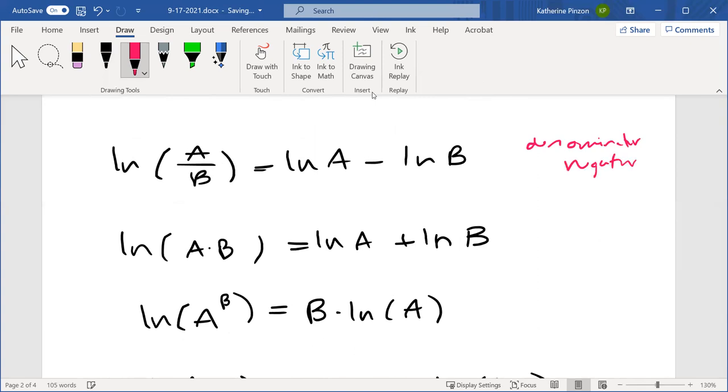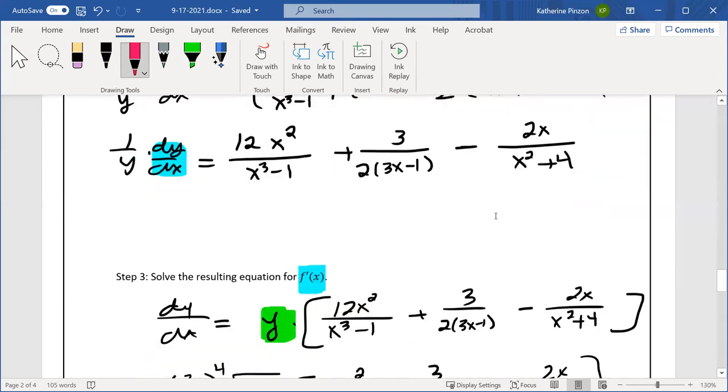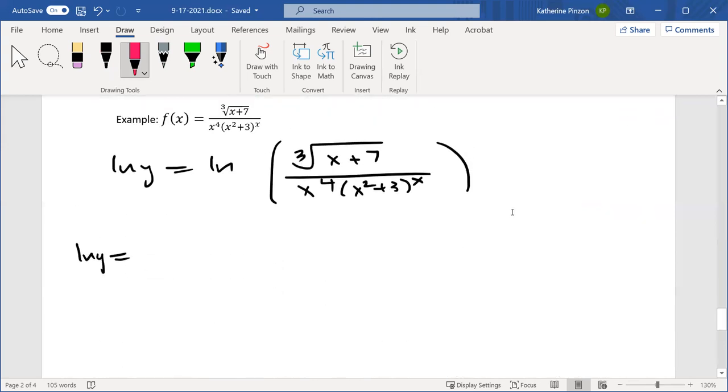Denominator negative, numerator positive. So if there's a term in the denominator, you make it a negative natural log or log. If there's a term in the numerator, you make it a positive. Okay, so let's go down here. I think everyone was pretty close to this answer.